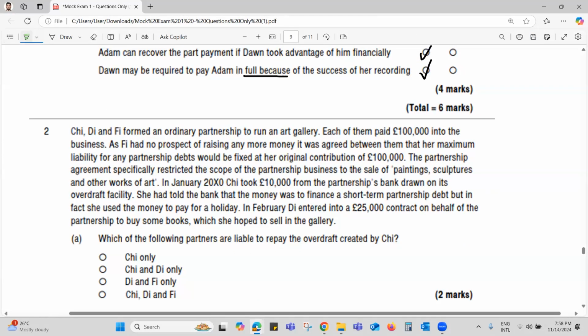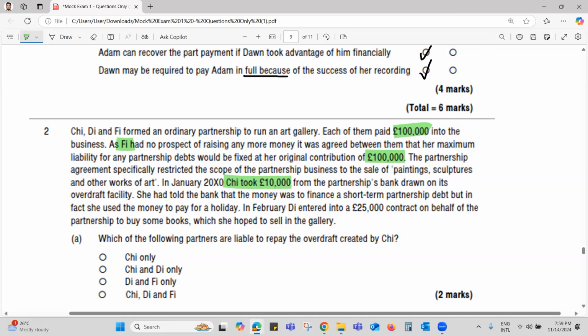C, D, N and F formed an ordinary partnership to run an art gallery. Each of them paid £100,000 into the business. F, as she had no prospect of raising any more money, agreed with them that her maximum liability for partnership debts would be fixed at her original contribution of £100,000. So that is for F. Her maximum contribution is £100,000. The partnership agreement specifically restricted the scope of the partnership business to the sale of paintings, sculptures, and other works of art. In January, C took £10,000 from the partnership bank, drawn on its overdraft facility. She told the bank that the money was to finance a short-term partnership debt, but in fact she used the money to pay for a holiday.